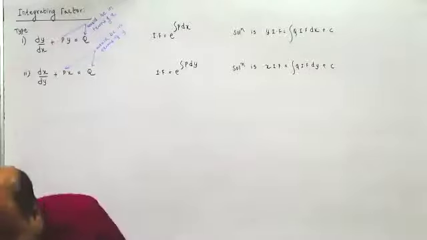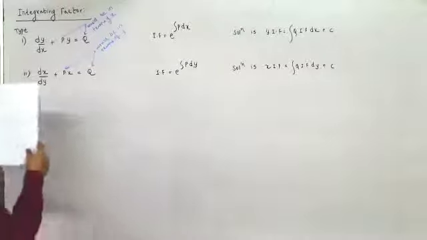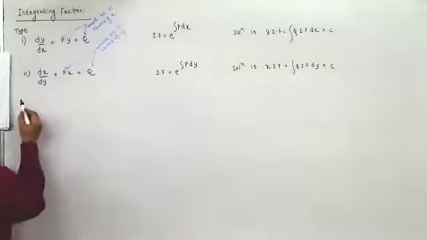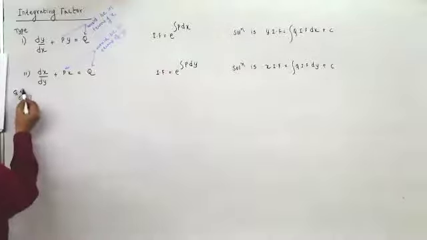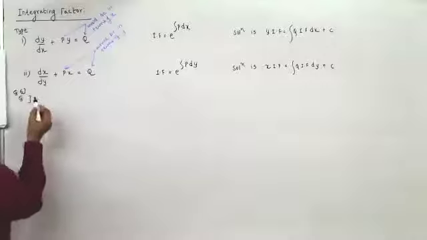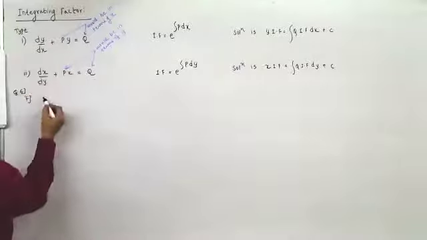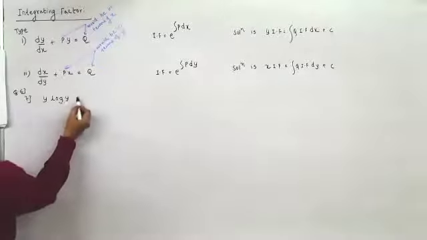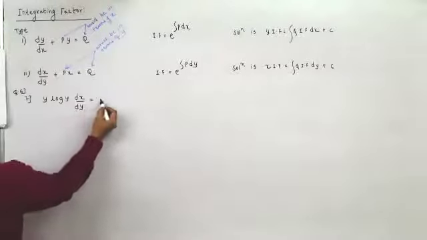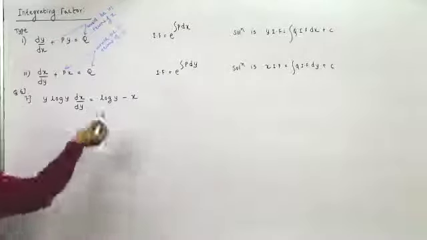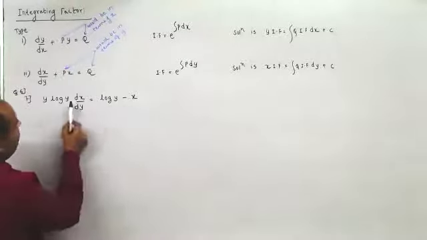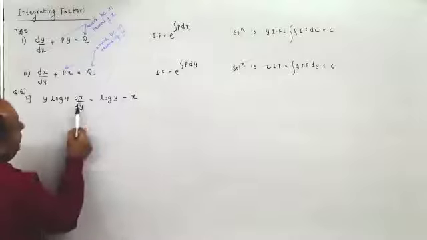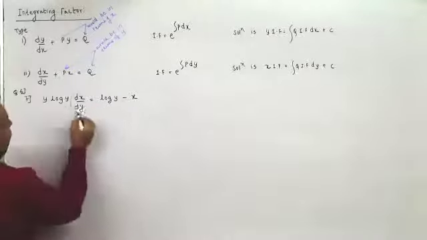Now I'll take examples over here. These types of sums are easy to recognize. I'll take up question number 6, 7th part. Here, if you observe, y log y into dx upon dy is equal to log y minus x. Now this is not homogeneous. You cannot separate the y and x terms here. So the only option is, this is dx upon dy. Just check when you divide. This should have been dx upon dy. There is a correction here. It should have been dx upon dy.